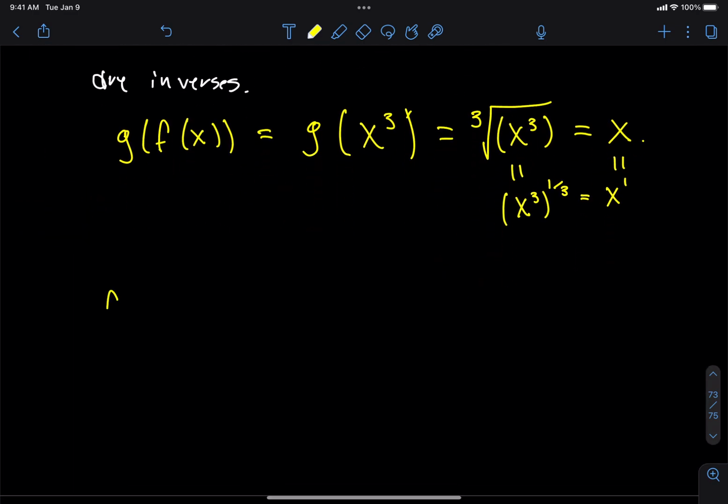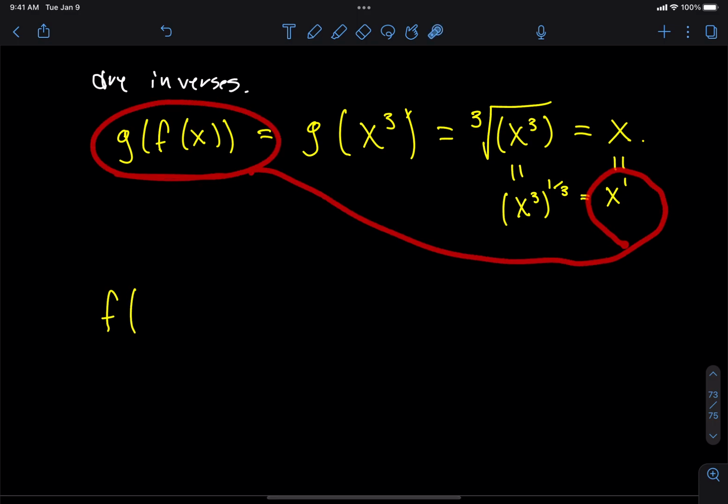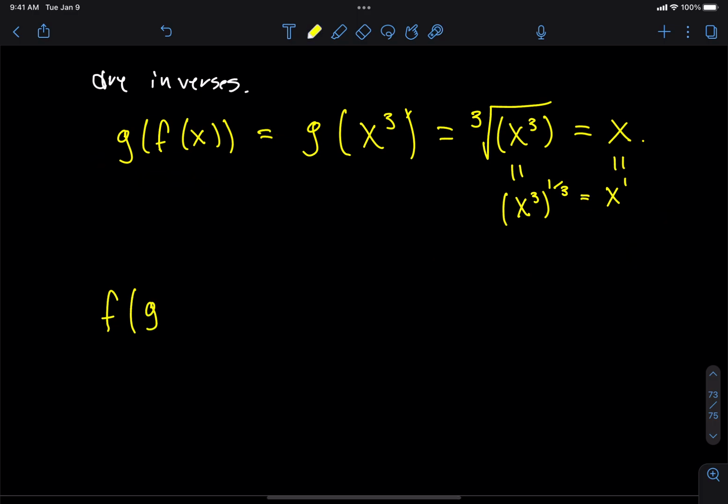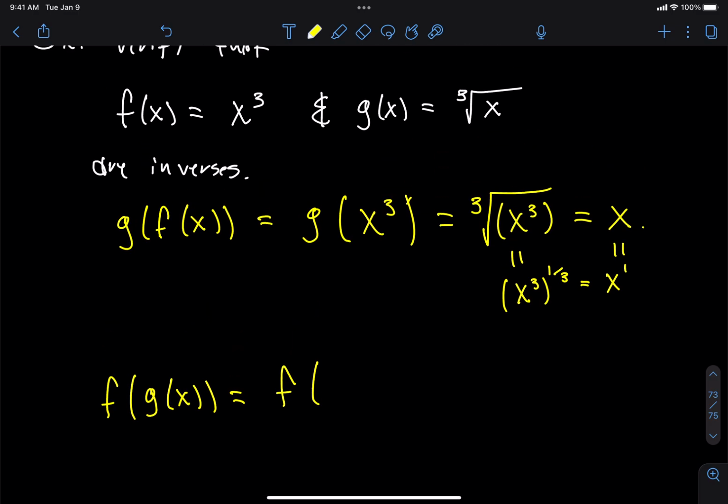All right, now let's do the other way around. This alone, the fact that this is equal to x, is not enough to say that the two functions are inverses of one another, okay? We must also show it the other way around. We also need f of g of x. Let's see what that's going to be. Well, that's going to be f of, well, g of x is the cube root of x, right? So I get the cube root of x here. And now the f function just takes whatever I have inside and cubes it. So we take the cube root of x, all cubed. And of course we get x again.